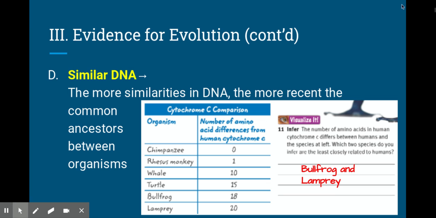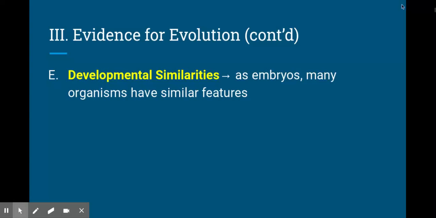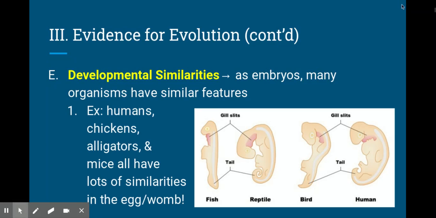So question number 11 on page 377 is asking, which 2 species do you infer are the least closely related to humans? And that's bullfrogs and lampreys, because that's where you see the most differences. But the fewer differences you see in your DNA, the closer related you are. There's also lots of developmental similarities that you can see on the bottom of page 377 as well.